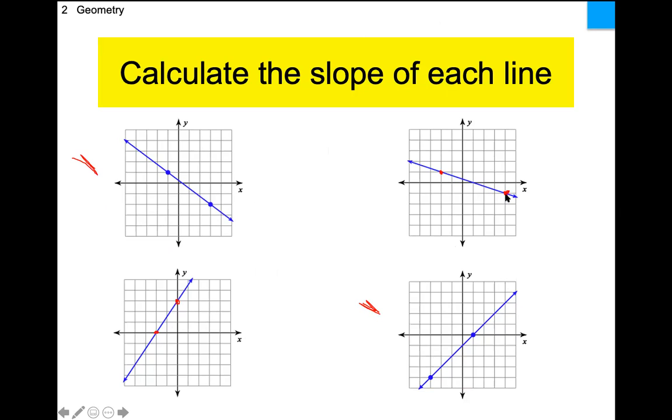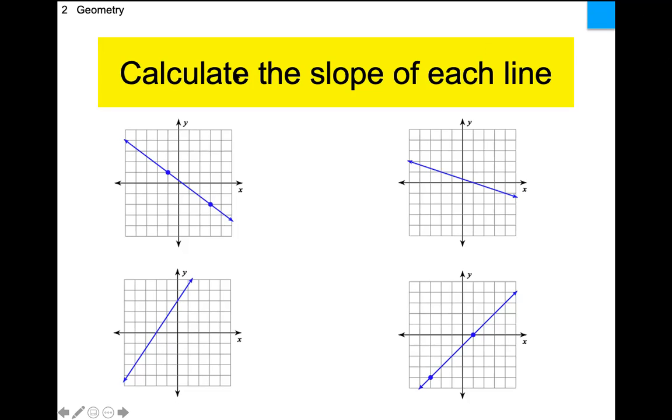There's others. By the way, pro tip. If you pick the 2 closest lattice points, you'll have no reducing to do, right? Pick the 2 closest ones and you're good to go. All right. You pick the 2 farthest ones, you're going to have to reduce the fraction. All right. Let's just do these real quick.